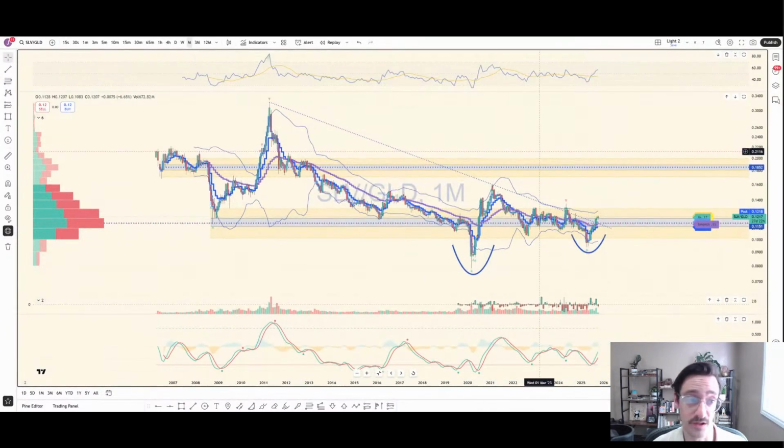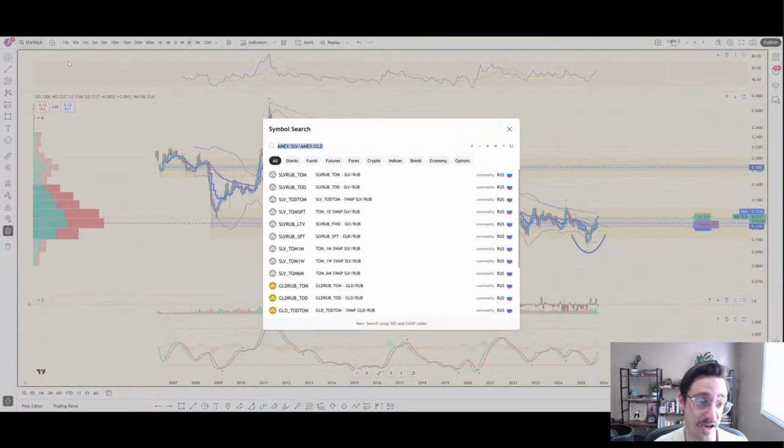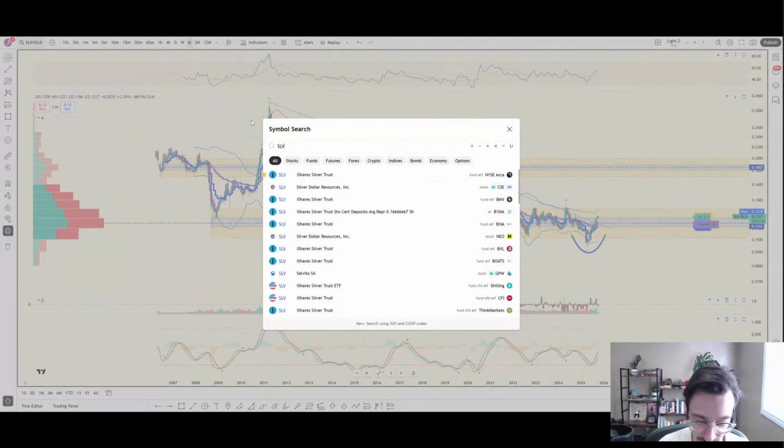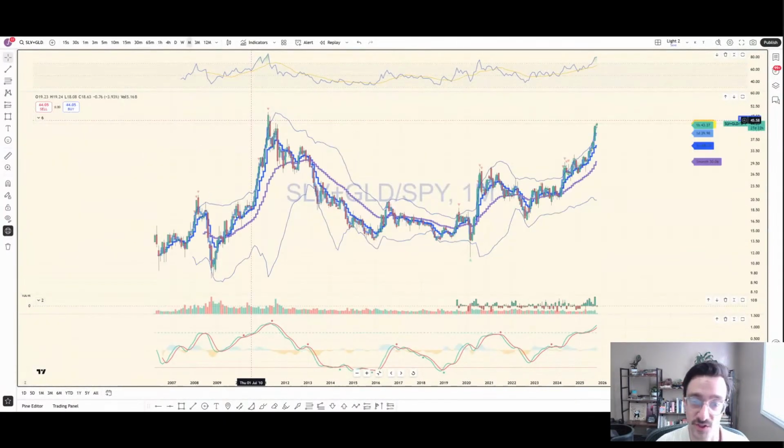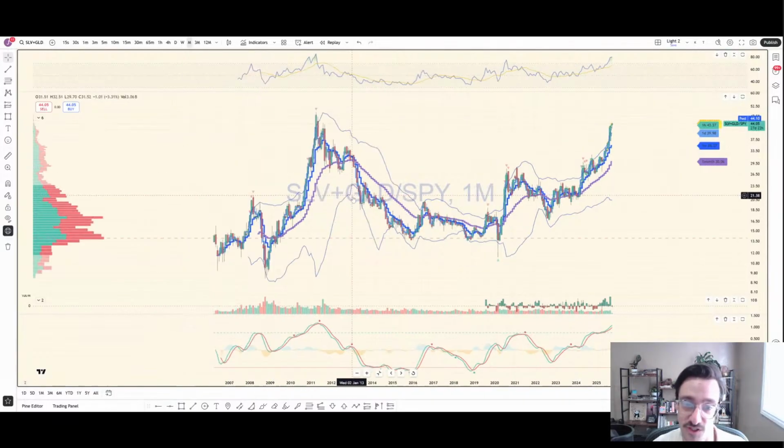So now we do one more thing. This is telling us that silver is stronger than gold right now for the first time in a long time. I mean, it has been for 4 months, but it looks like it's going to be for the next year or so. So now look at this. SLV plus GLD divided by SPY. This is what precious metals are doing versus SPY.